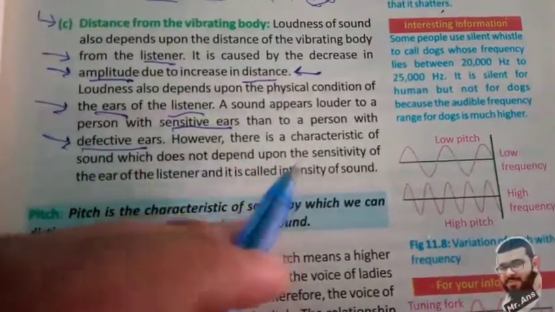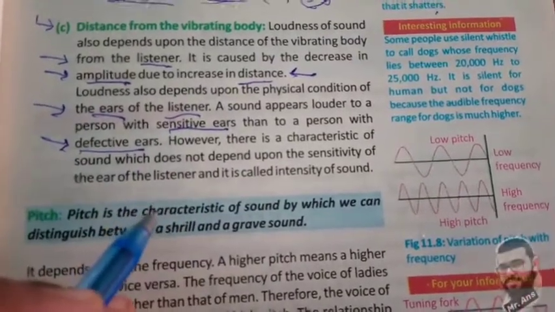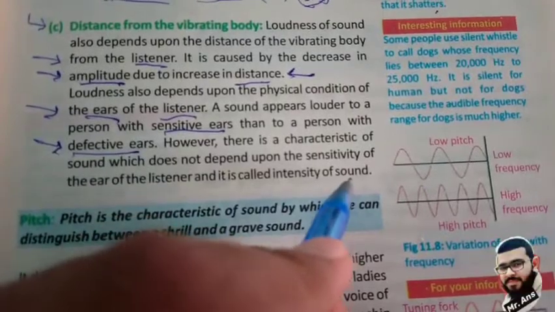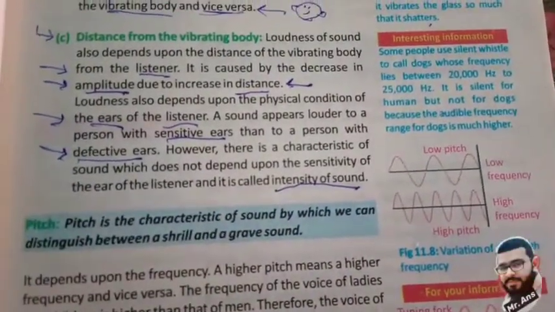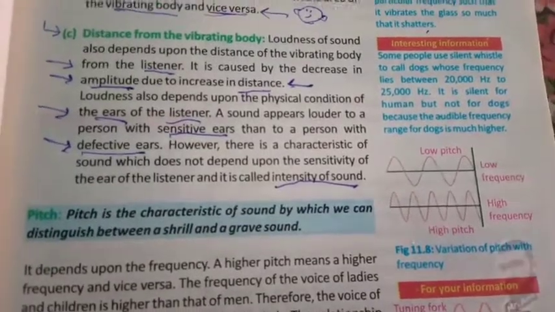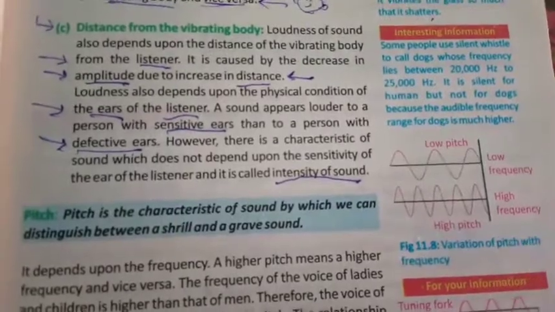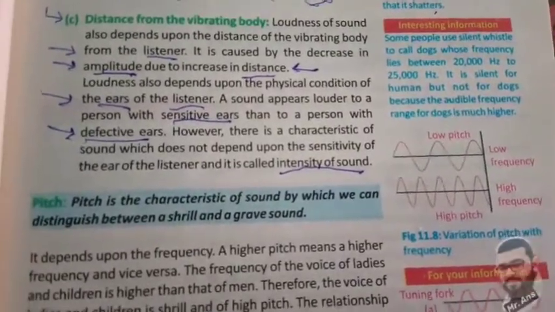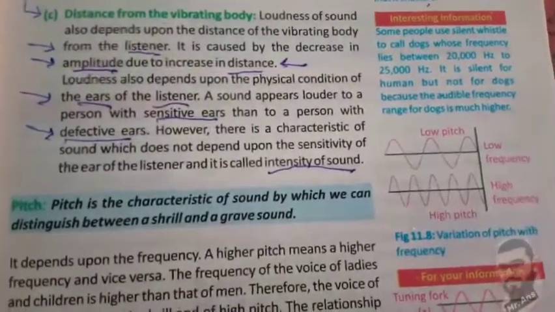However, there is a characteristic of sound which doesn't depend upon the sensitivity of the ear of the listener, and it is called intensity of sound. So intensity of a sound doesn't depend upon a person's defective ears or normal ears. Here is interesting information on the right side of this page.